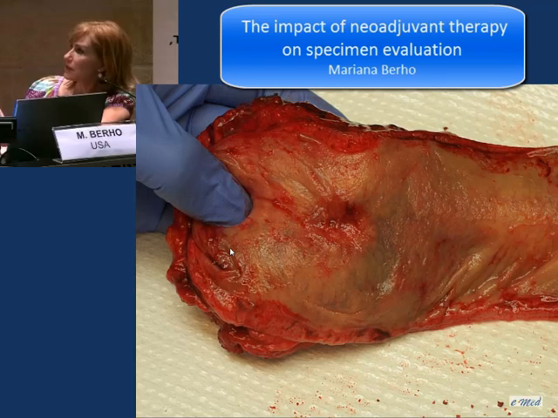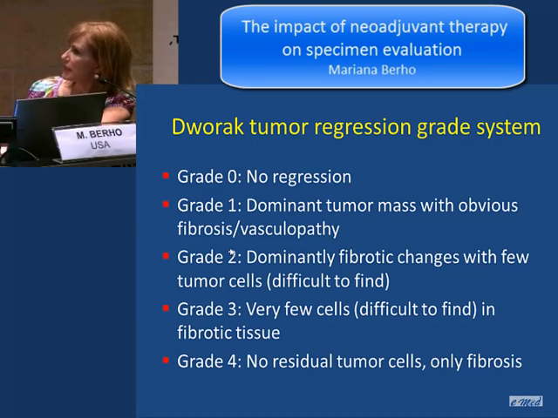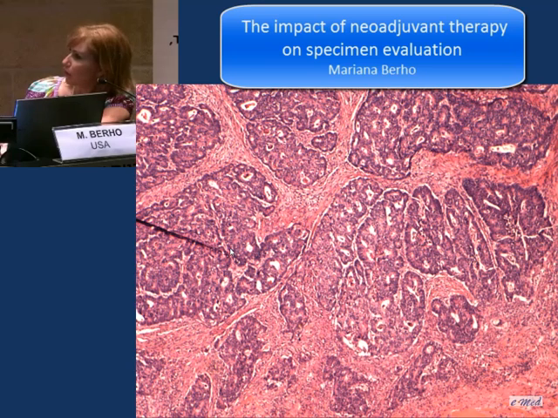It is very possible that this is a complete pathological response, but until we look under the microscope, we cannot be sure. There are many tumor regression grading systems. It doesn't really matter which one you use as long as your pathologist has validated it amongst the different components of the team. The one we use at Cleveland Clinic is the Dworak regression grade that goes from no regression to complete pathological response.